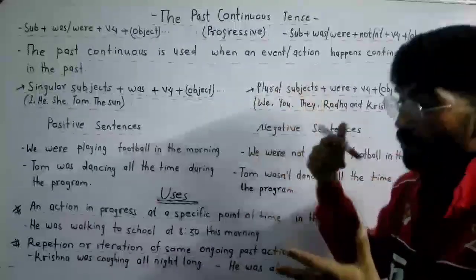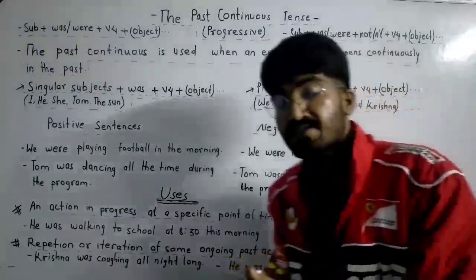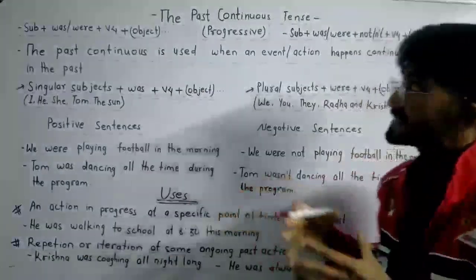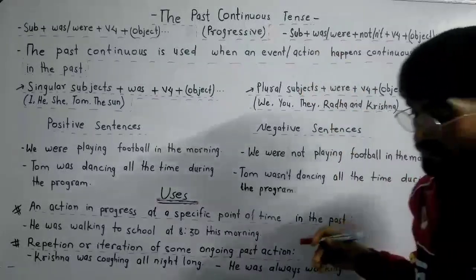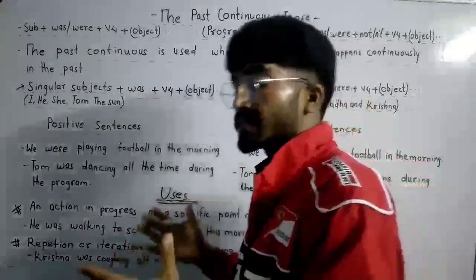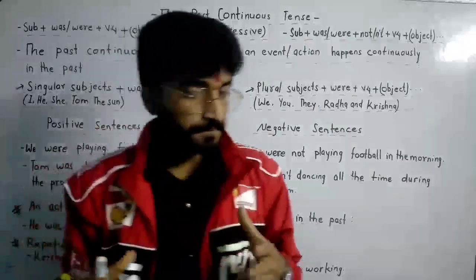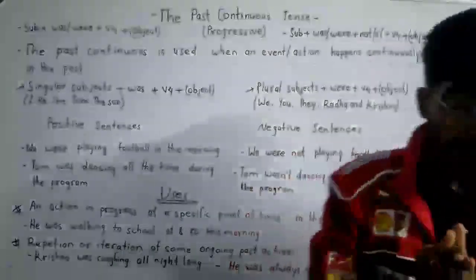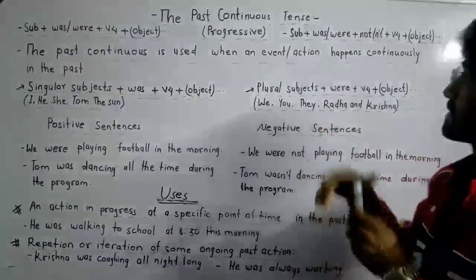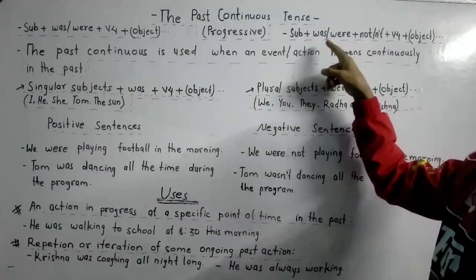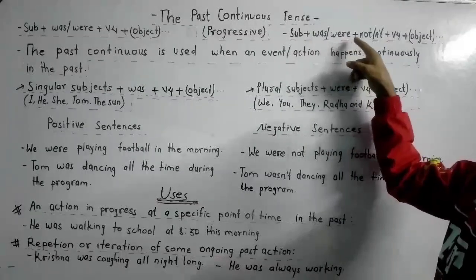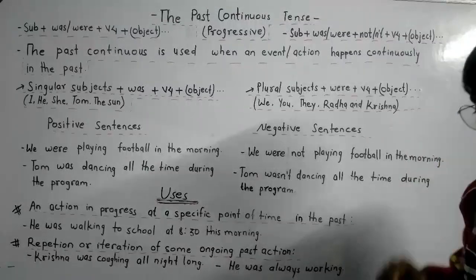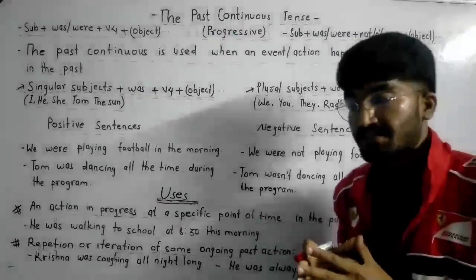And while changing positive past continuous sentences into negative past continuous sentences, at that time we can use this formation. See, subject plus was or were plus not plus verb plus object. This is how we can form negative sentences.